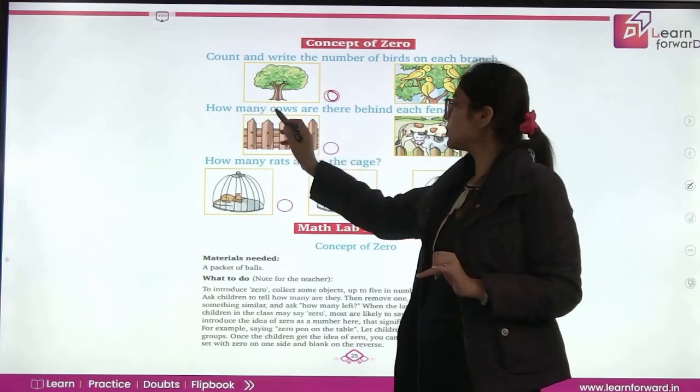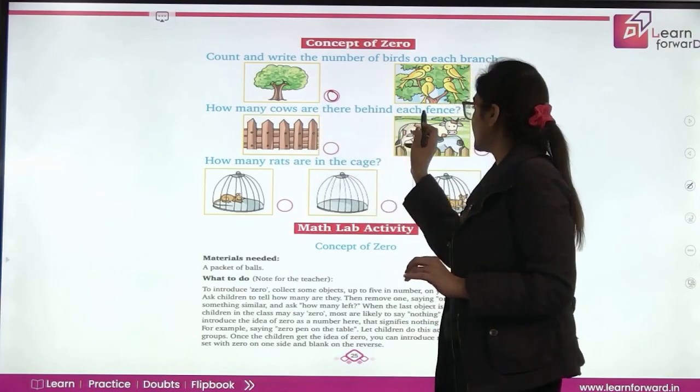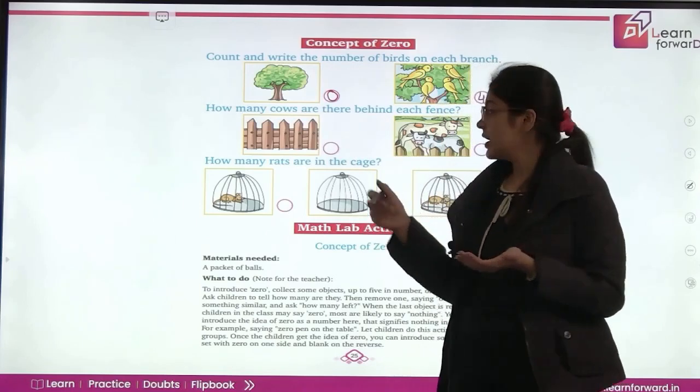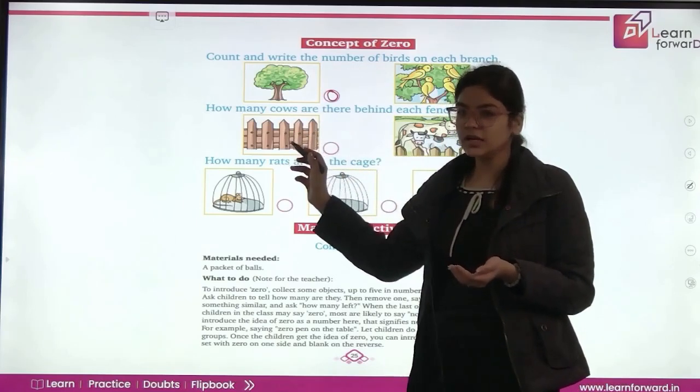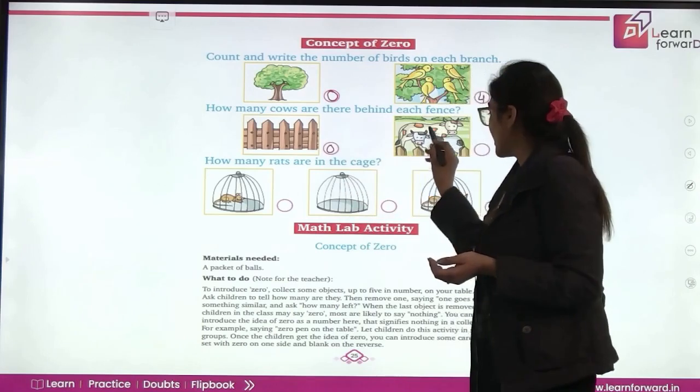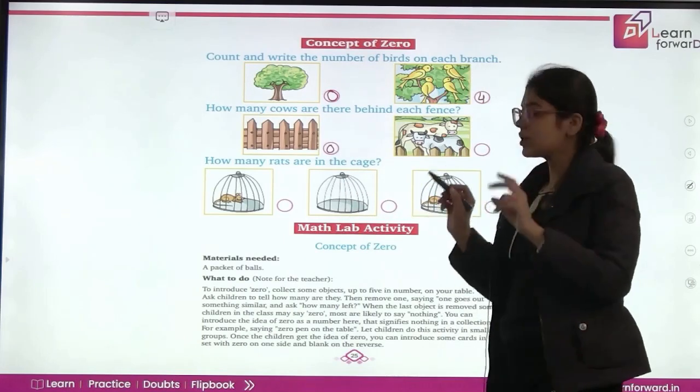Now how many cows are there behind each fence? अब हर एक फेंस के पीछे कितनी cows हैं? इस पिक्चर में कोई काउ नजर आ रही है? नहीं ना. सो देयर आर 0 cows in the picture and in this picture we can see 2 cows.